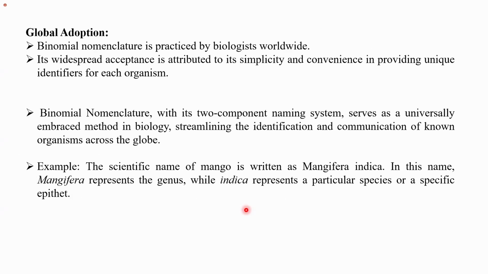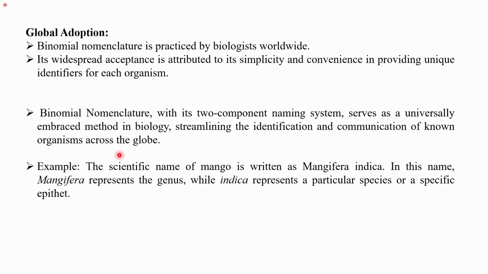Global adoption. Binomial nomenclature has been globally adopted and is practiced by biologists worldwide. Its widespread acceptance is attributed to its simplicity and convenience in providing a unique identifier for each organism. It is simple because it only involves two components. So it has been universally accepted, and its two-component naming system serves as a universally embraced method in biology, streamlining the identification and communication of known organisms across the globe.